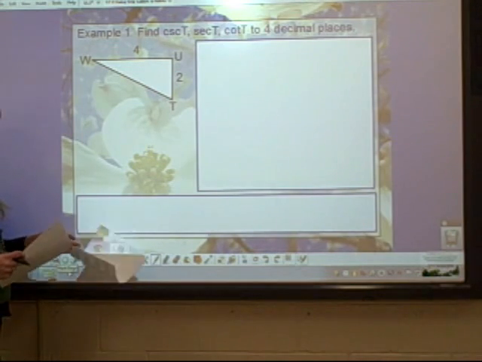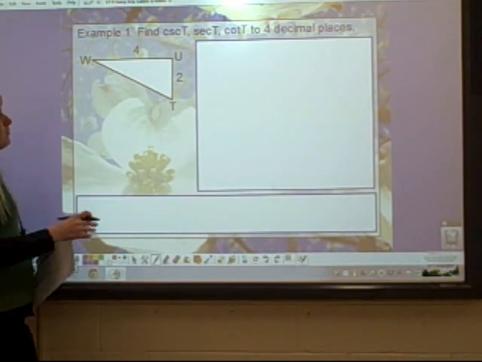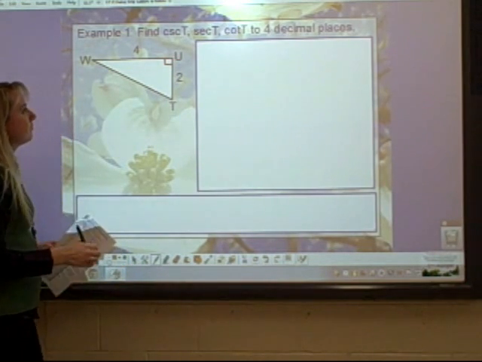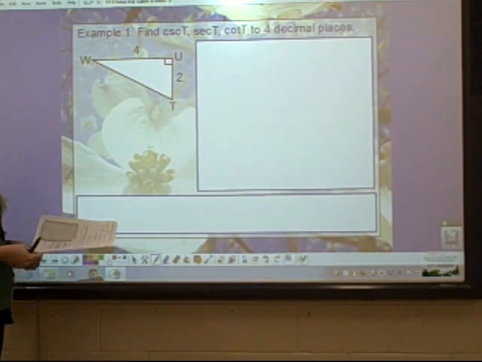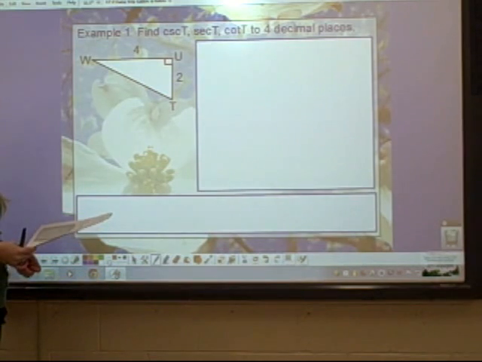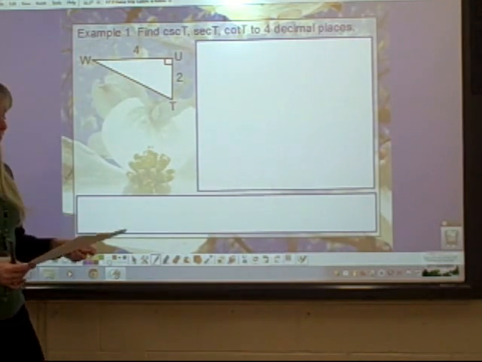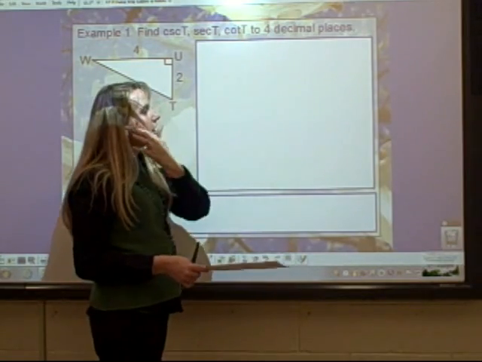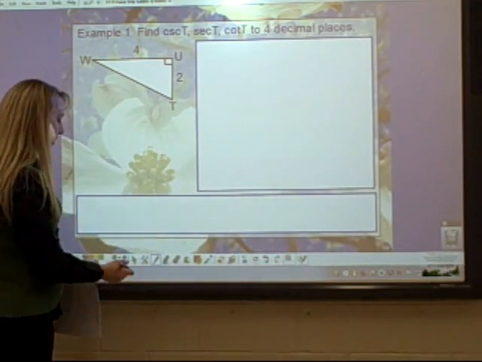Practice with these. If I give you this right triangle, and I ask you to find the cosecant of t, the secant of t, and the cotangent of t, but this time I say to 4 decimal places, we need to rely on our calculator to help us out with those ratios.